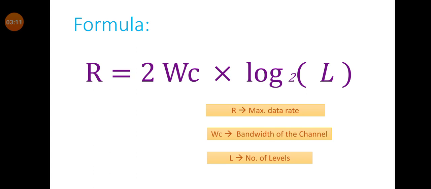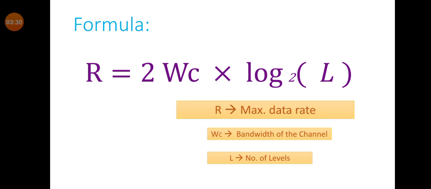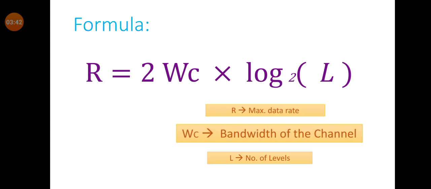So now let's see what is the formula here. Concentrate on screen. So the formula we use is R equal to 2WC into log of L to the base 2. So what these terms mean here in this formula: R represents maximum data rate. R means maximum data rate. In simple words we can say capacity. Next, concentrate on screen. WC means bandwidth of the channel.